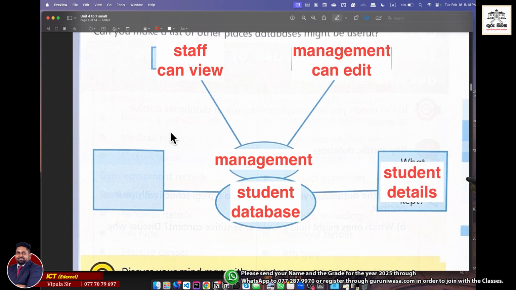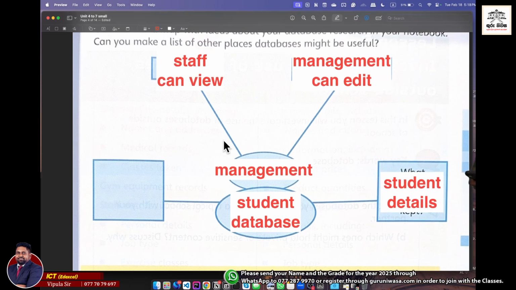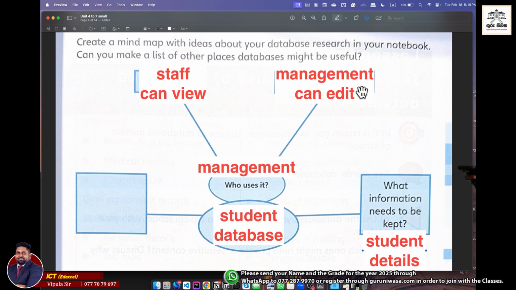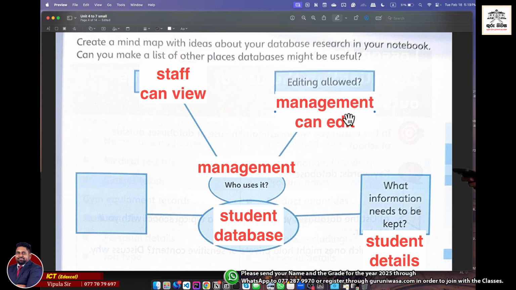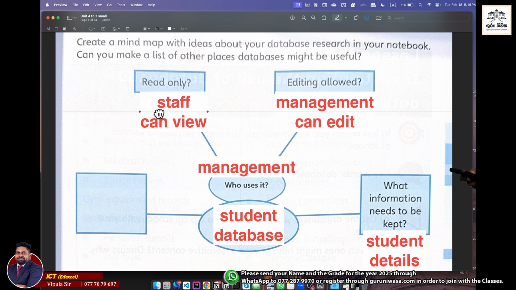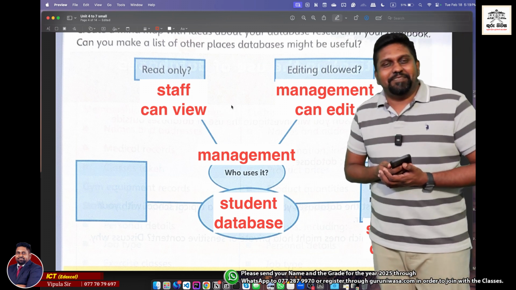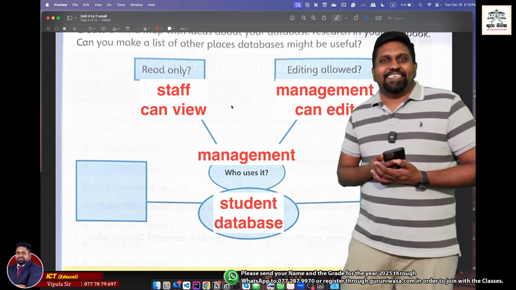Got the point? So the student database, who uses it? Management uses it. What does it have? It has student details. What information needs to be kept? Student details. And who can edit? Management can edit. If it is read only, staff can view. Got the point? Is it clear?